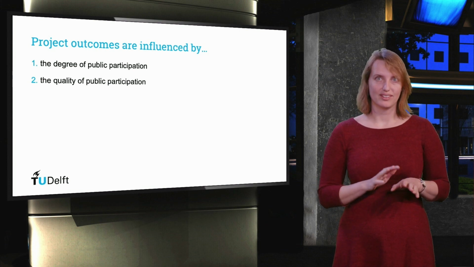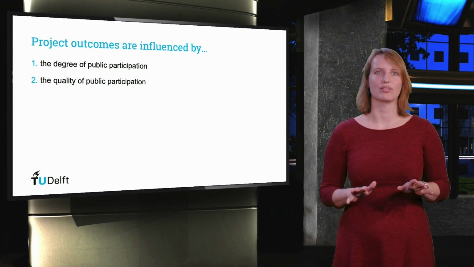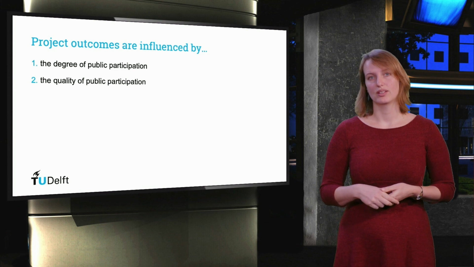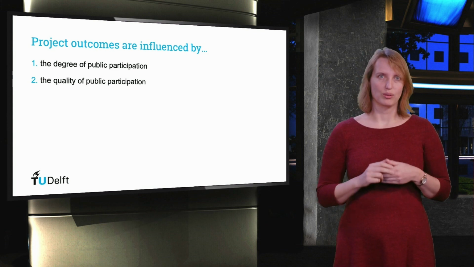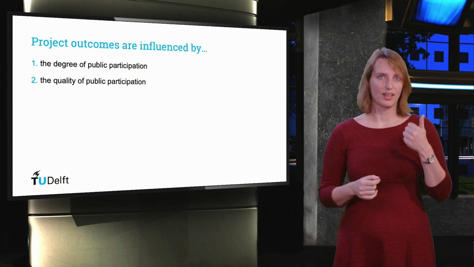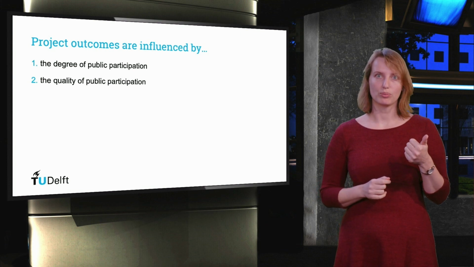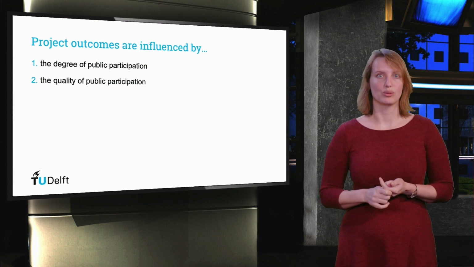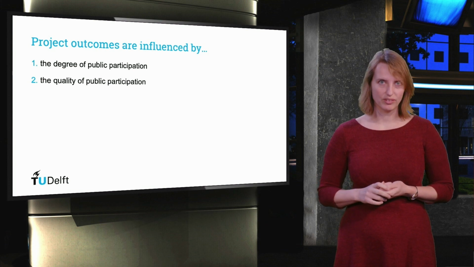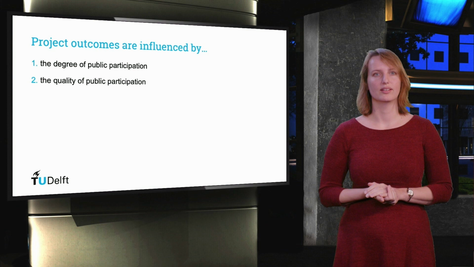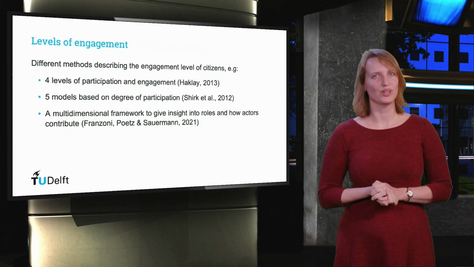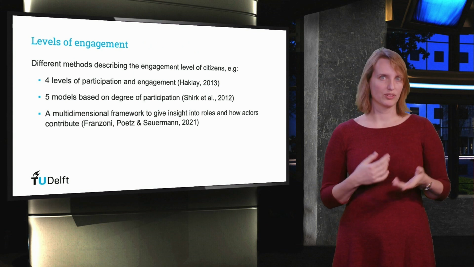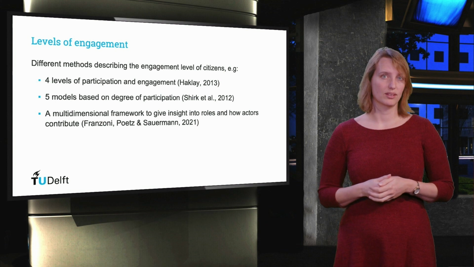The emphasis on and nature of this participation can significantly affect both the way that projects are designed and the outcomes that projects achieve. Regardless of the research context, project outcomes are influenced by the degree of public participation in the research process and the quality of public participation as negotiated during project design. We will dive into this second aspect in the next lesson. For the first, we want to distinguish 3 methods for describing the level of engagement. In the supplementary material, you will find the papers explaining these methods.